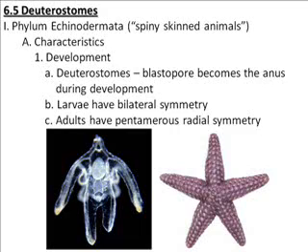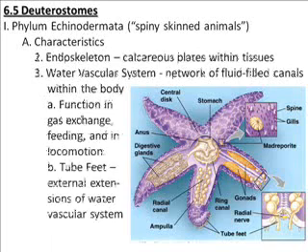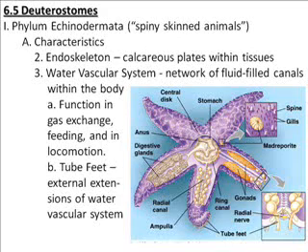One thing that makes echinoderms different from arthropods is their endoskeleton. If you recall, arthropods had an exoskeleton, which was a skeleton on the outside of their body. Well, echinoderms have an endoskeleton consisting of calcareous plates within the body tissues. Echinoderms also have a water vascular system, which is a network of fluid-filled canals within the body. It functions in gas exchange, feeding, and also locomotion.